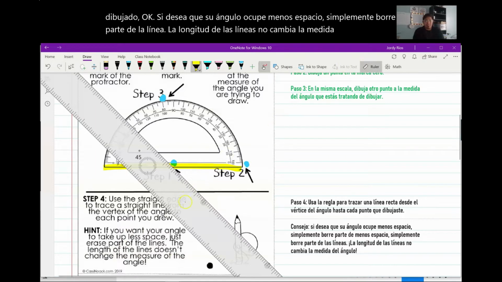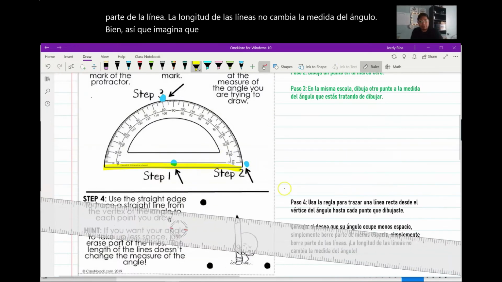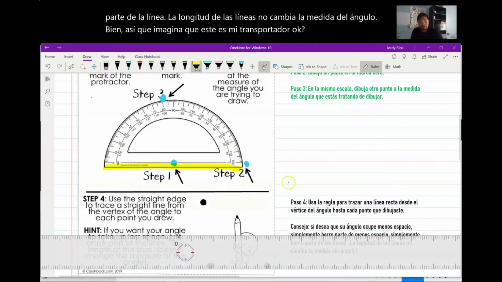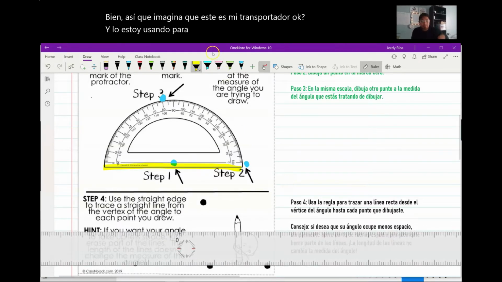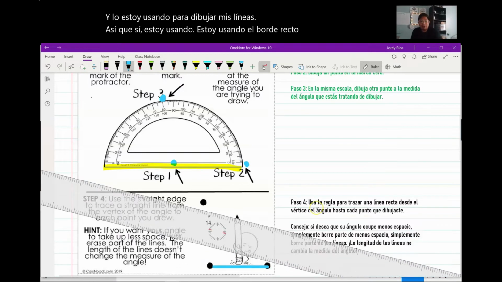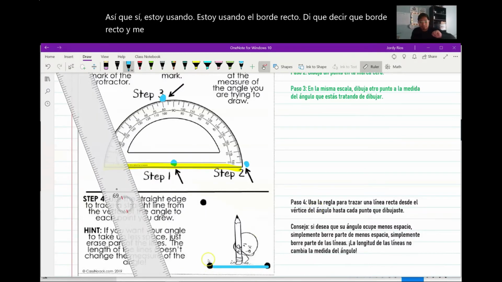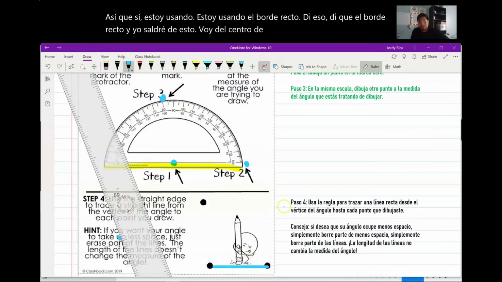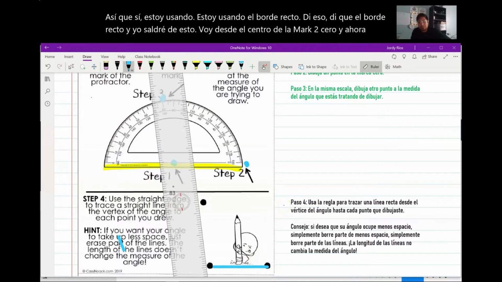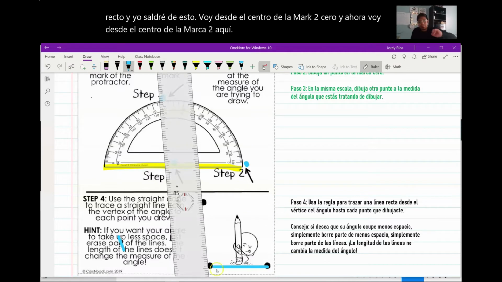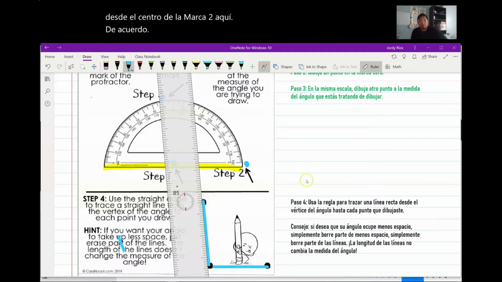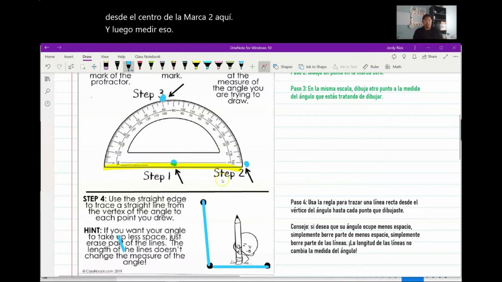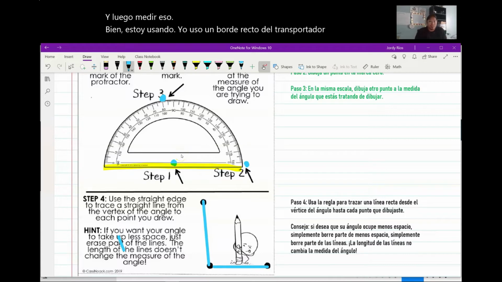So imagine this is my protractor, and I'm using it to draw my lines. I'm using the straight edge right there. See that straight edge? I go from the center of the mark to 0. And now I'm going from the center of the mark to here. And I measure that. I use the straight edge of the protractor. Imagine it's a protractor. So that's what I used.